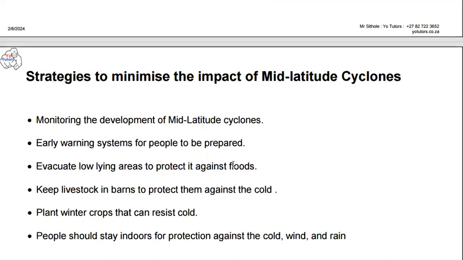But what can we do? We can monitor the development of middle cyclones and give warnings to people, evacuating people in the low-lying areas to protect them, because when there is a flood, low-lying areas are affected most. Then keep livestock in barns, so you enclose the livestock, and stay indoors to protect against cold, wind, and rain. Also plant winter crops that can resist the cold. In this case, they will have enough water during the winter because of the winter rainfall.